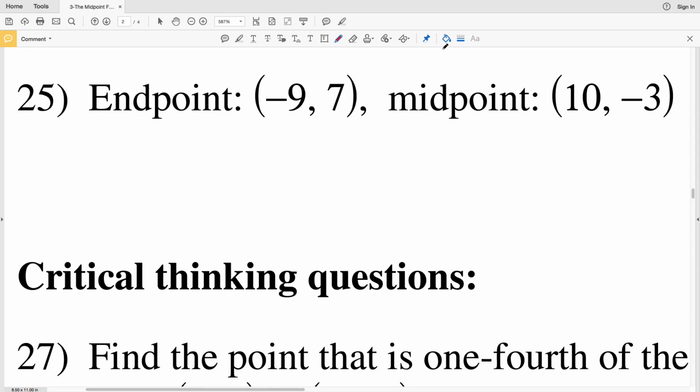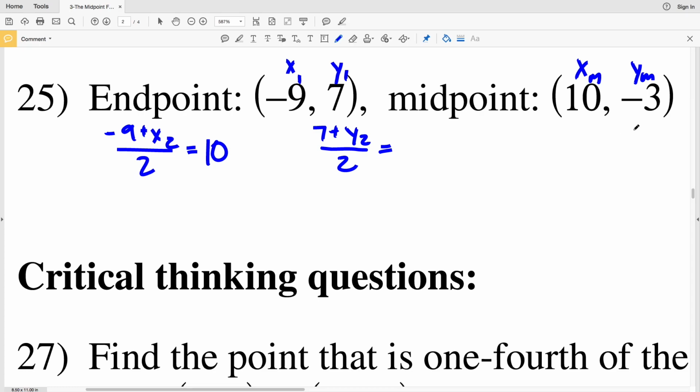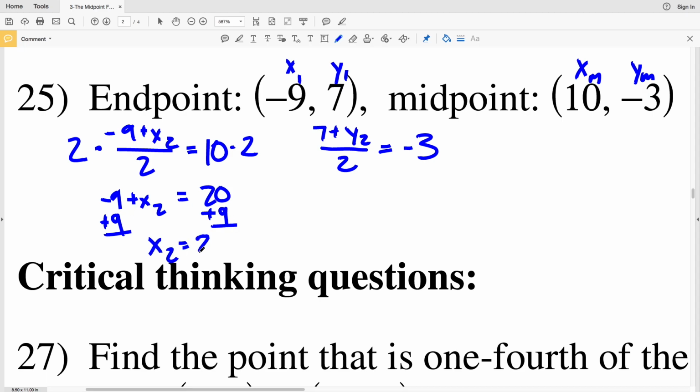In number 25, we're given that our one endpoint is (-9, 7). We're also given that our midpoint is (10, -3). So we're going to have negative 9 plus x sub 2 all over 2 equals 10. And for our y coordinate, 7 plus y sub 2 all over 2 equals negative 3. Multiplying both sides by 2, we'll get that negative 9 plus x sub 2 equals a positive 20. Adding 9 to both sides, I'll get that x sub 2 equals 29.